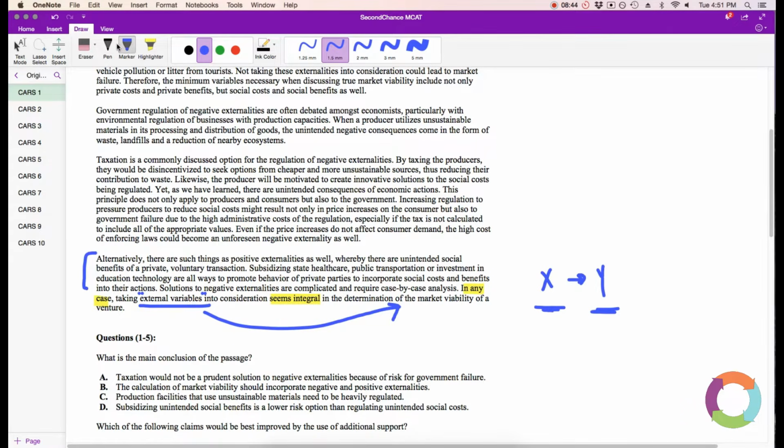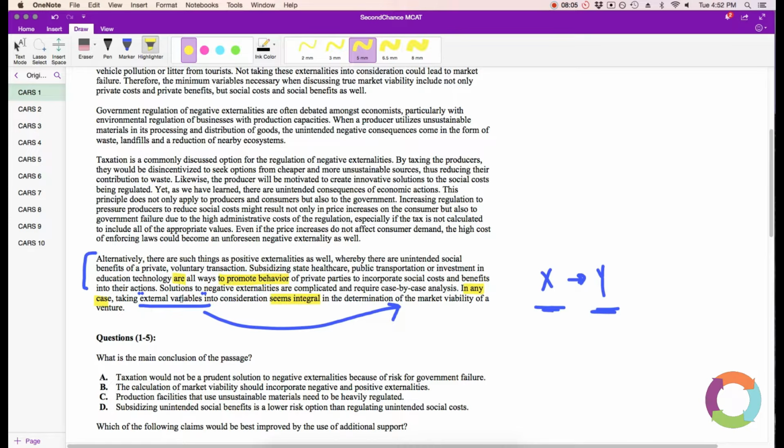So alternatively, there are such things as positive externalities as well, whereby there are unintended social benefits of a private and voluntary transaction. Okay, I don't know what that means. Subsidizing state healthcare, public transportation, or investment in education technology are always to promote behavior of private parties to incorporate social costs and benefits into their action. Okay, so it looks as though it's to promote behavior. So these things promote the behavior of private parties to incorporate social costs, right, into their actions.